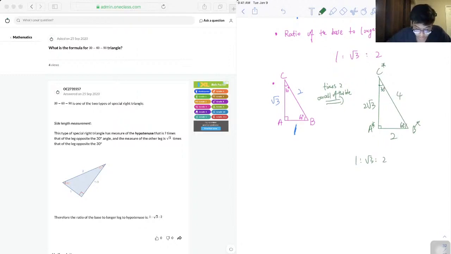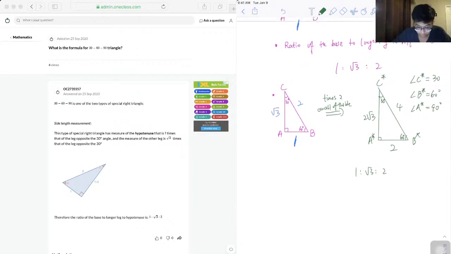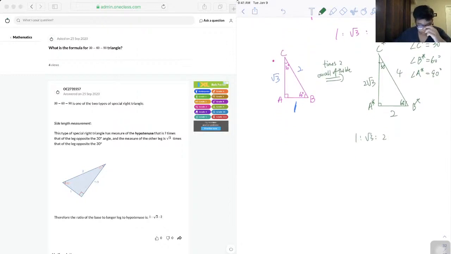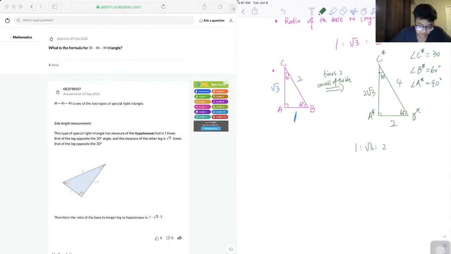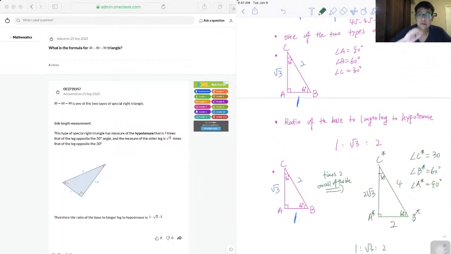Which means the degree for C star is still 30, the degree of B star is still 60, and the degree of A star is still 90. And also when it comes to trigonometry, it will maintain the same property. So sine C is equal to sine C star, and cosine A is also equal to cosine A star. I think that's all we got for this question.